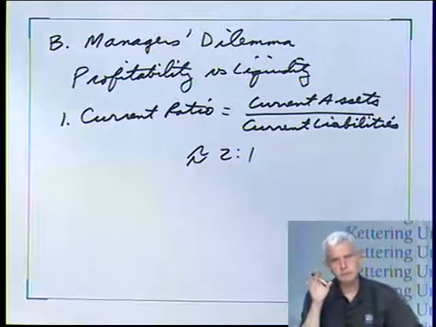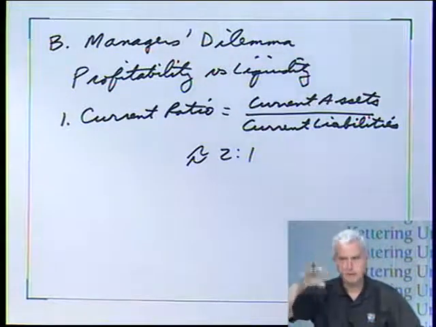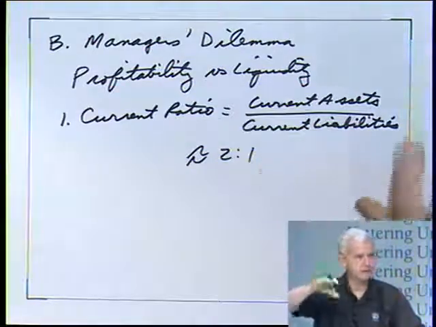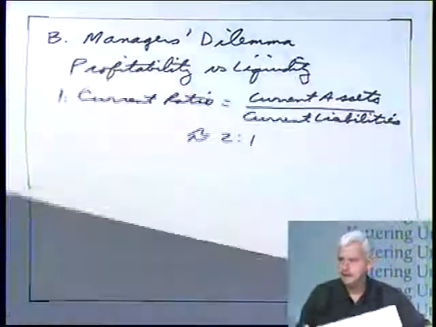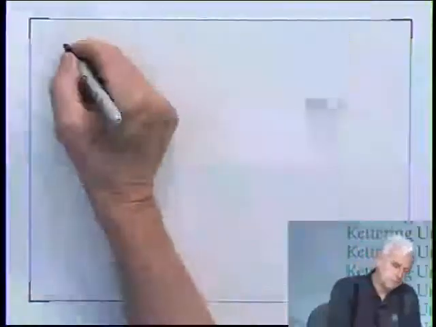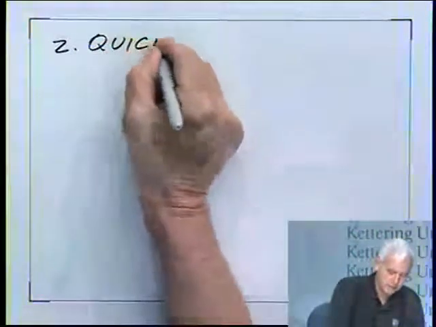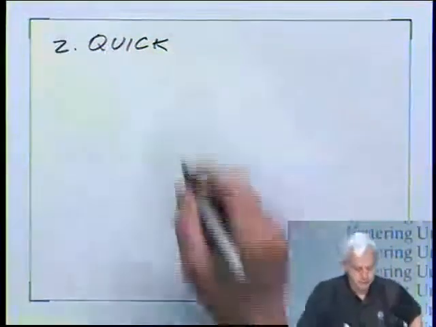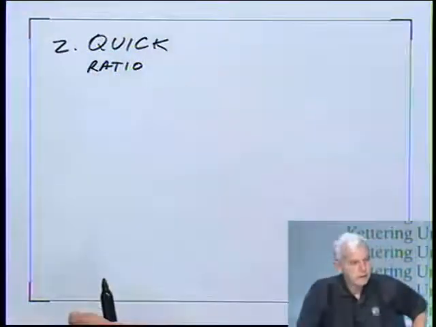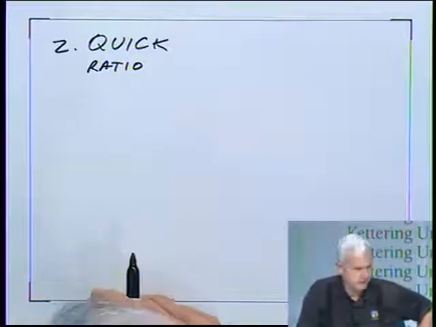Liquidity is like the mama bear, papa bear, and baby bear. Too hot, too cold, just right. We want it to be just right. That's the current ratio. The second ratio is another measure of liquidity. It's called the quick ratio. Don't write this down, but it's the quick assets over current liabilities.